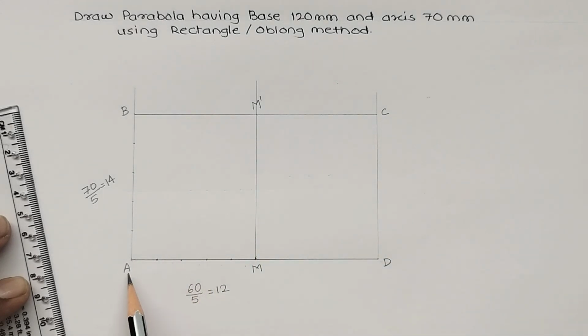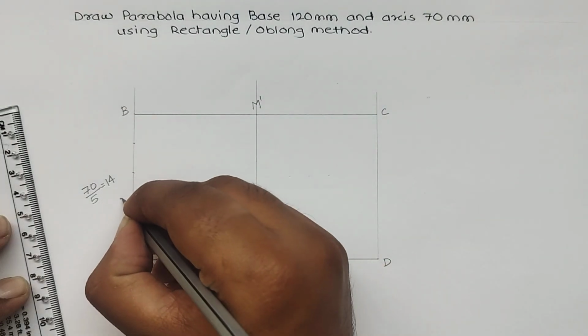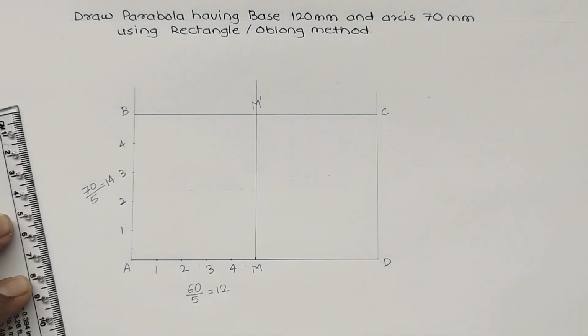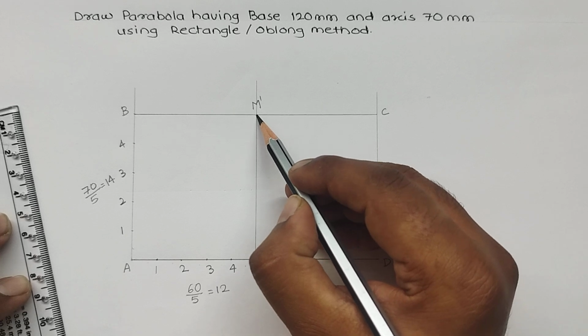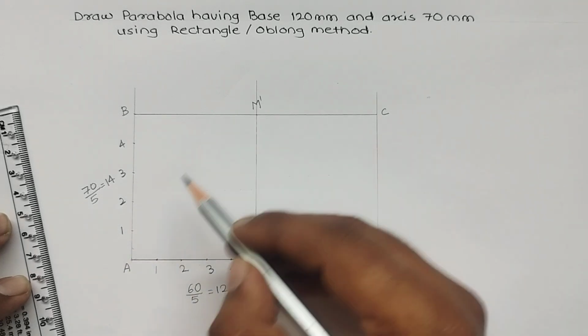Now name it from point A itself. Likewise 1, 2, 3, 4, and on the AB also 1, 2, 3, 4. Now connect this point M1 to 4, 3, 2 and 1.